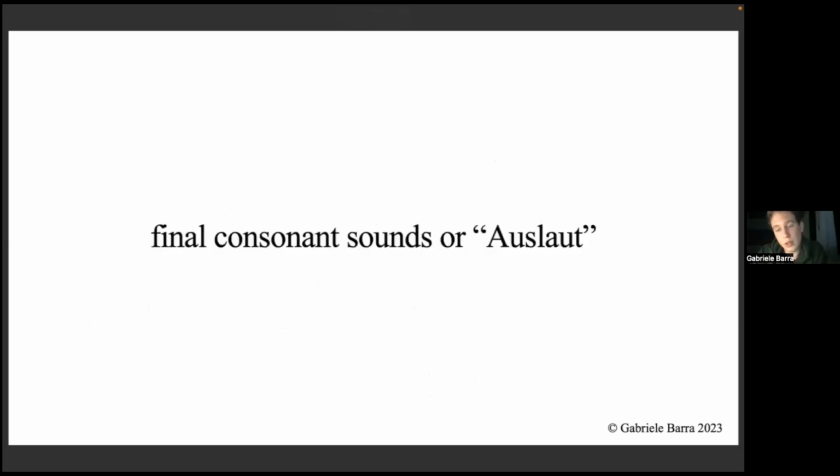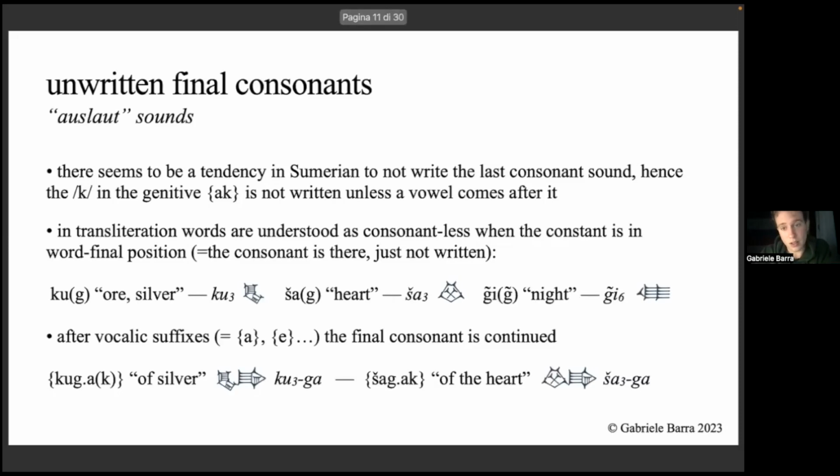Now, let's talk about final consonant sounds, or Auslaut, as you say in German. This is a phenomenon that we're going to talk about. Auslaut basically means exiting sound. Let's see what it's all about. As you can see, when you have a word or a case, for this reason, that ends in a consonant, the consonant is often not written.